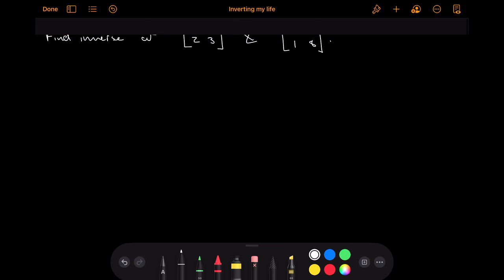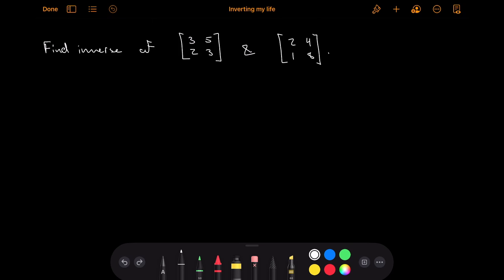So we're going to go ahead and start with the first two, and it's telling us to find the inverse of the matrices [3, 5; 2, 3] and [2, 4; 1, 8]. So for the first one, 3, 2, 5, 3, to find the inverse of any 2 by 2 matrix, it's really simple in how you do it.